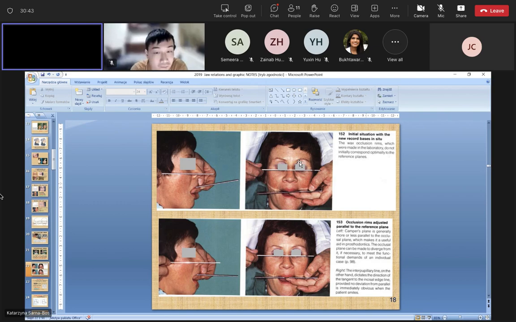It is shown that the wax occlusal rims, which were made in the laboratory, do not correspond optimally to the reference planes, because the posterior part is not parallel to the ala tragal line, and here the anterior occlusal plane is not parallel to the interpupillary line. Now look at the lower pictures. Occlusion rims adjusted parallel to the reference planes: on the left the occlusal plane is parallel to the ala tragal line, and on the right picture it is parallel to the interpupillary line.